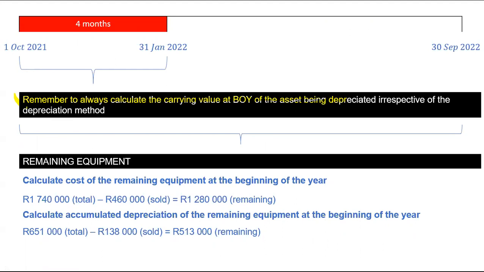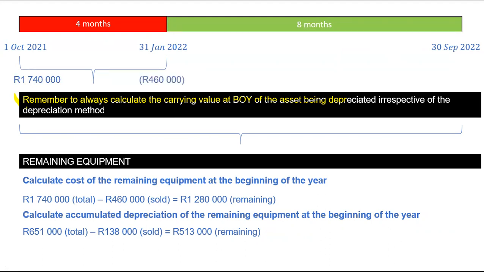If it was purchased on the 1st of February, let's count. It's February, March, April, May, June, July, August, September. That gives us 8 months. So we use it for 8 months. But now they didn't tell us what the cost price of this new equipment was. So you're going to take cost price at the beginning of the year. It was 740,000. And the cost price of the asset we sold on the 31st of January 2022 was 460,000. But the cost price at the end of the year was given to us, which was 1,780,000.